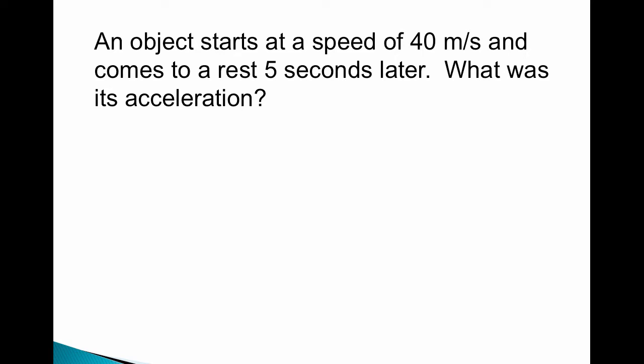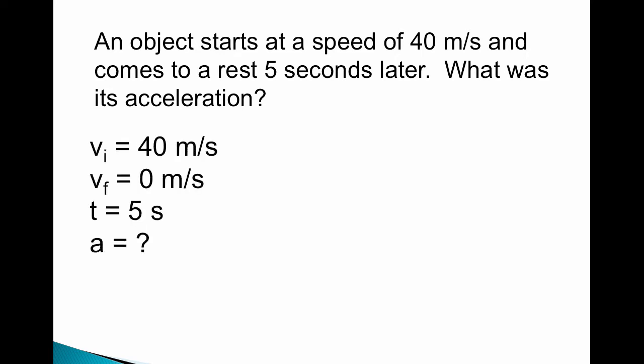As usual, we'll identify the information. So the initial speed is 40 meters per second. They come to a rest, so the final speed is 0, and that happens in a time of 5 seconds. And we are looking for the acceleration. Well, this equation will work well for us because it has the thing that we're looking for and also has the other three variables as well. So we should be familiar with this equation by now.